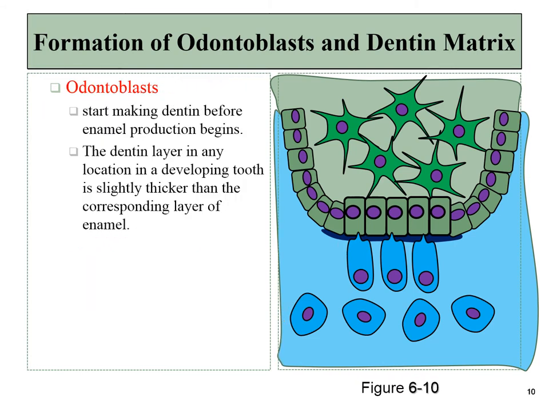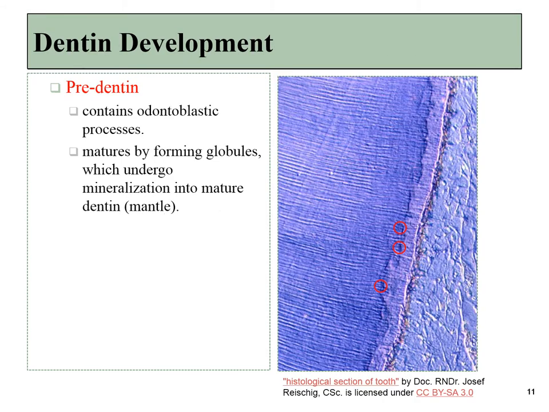It's important to note that dentin formation happens first, before enamel formation. And for that reason, the dentin layer should always be a little bit thicker than the enamel layer. Going back to our actual microscope image, the pre-dentin is the non-mineralized dentin, as we can see here, but it will begin to mineralize and form the more mature solid dentin. The mineralization does not occur uniformly. It forms in globs.